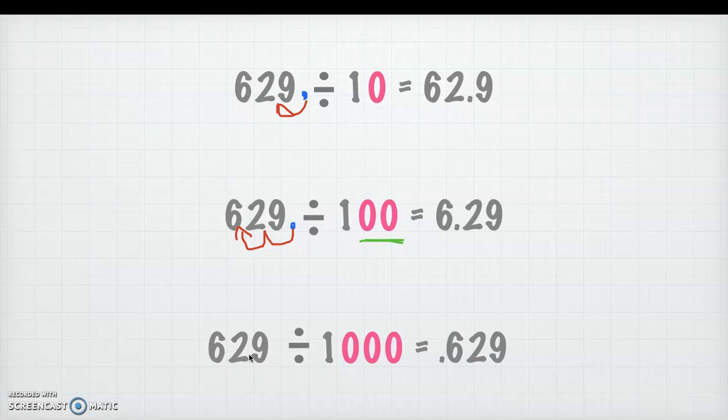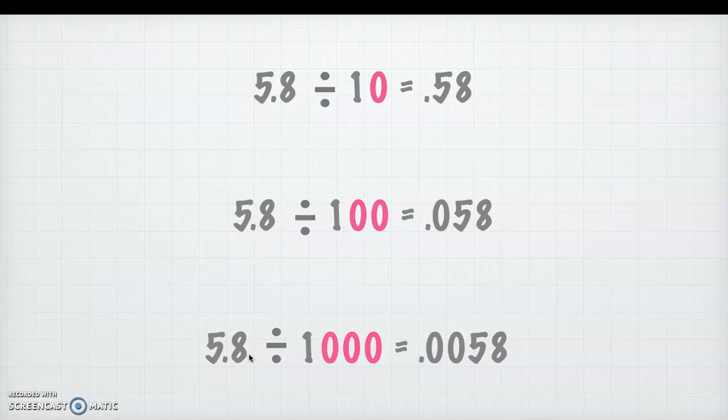This time 629 divided by 1000. 1000 has 3 zeros. 1, 2, and 3. So I am going to move my decimal point 3 times to the left. So I have my imaginary decimal point, and I'm going to move it 3 times to the left. 1, 2, and 3. And my decimal point goes right there. So my final answer is 0.629.